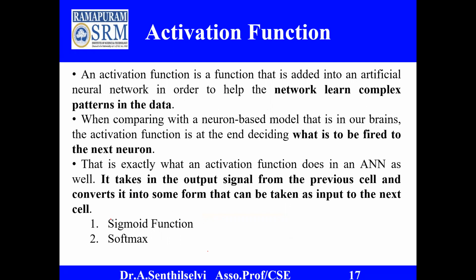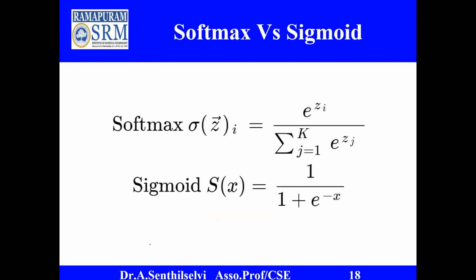Actually, many kinds of activation functions exist, but I have discussed only two important activation functions, which are used for binary classification and multi-class classification. A sigmoid function is used for binary classification and the softmax function is used for multi-class classification. We will see the formula of both. The sigmoid equation is 1 by 1 plus e power minus x, where x represents the combination we calculated. Then for softmax, e power zi divided by the summation of e power zi.